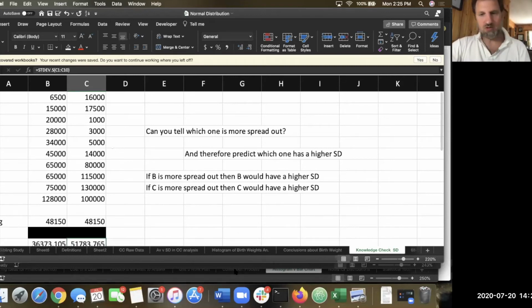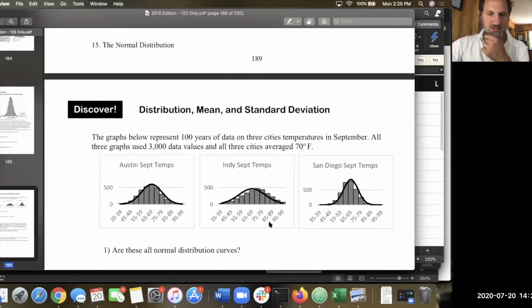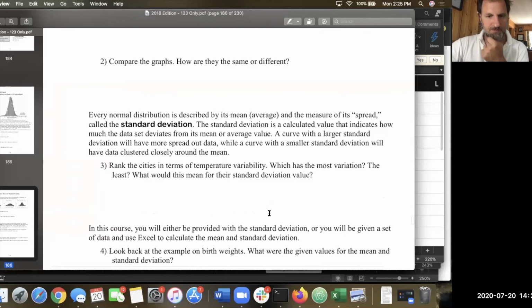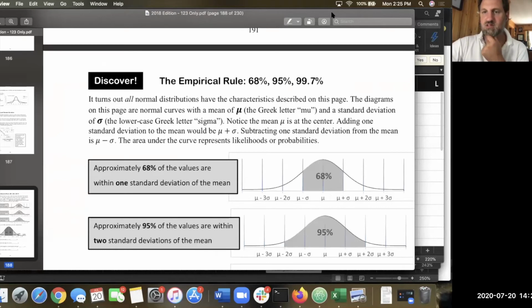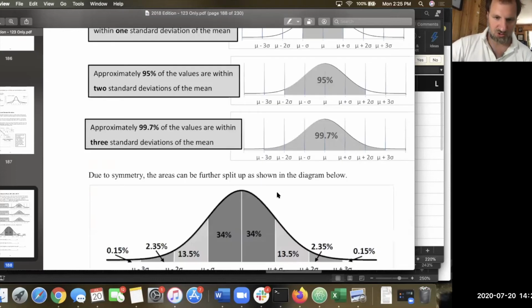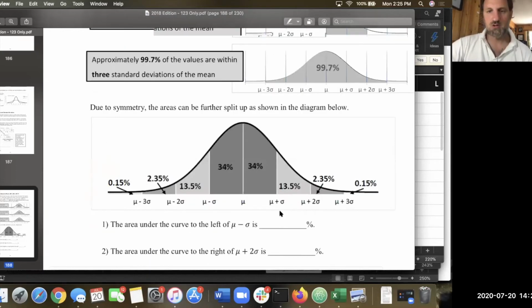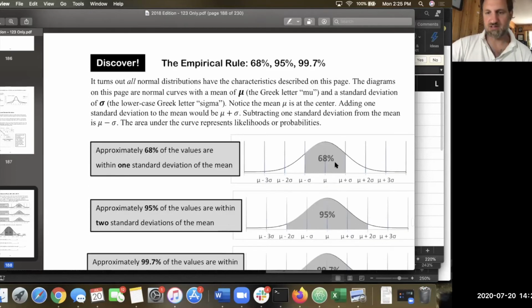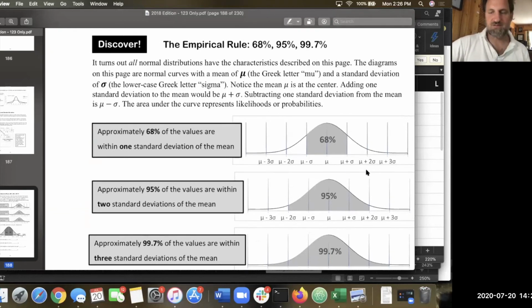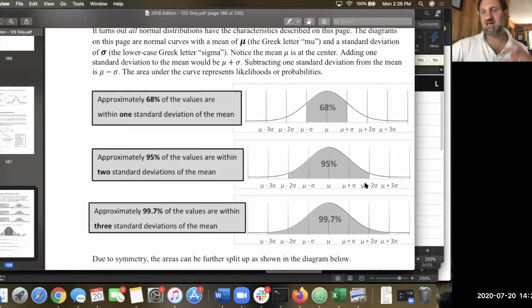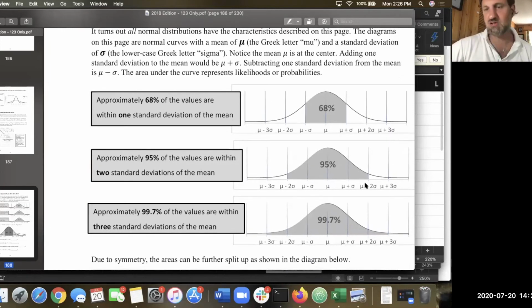Okay, so let's put our wheels on the ground. One of the things that we want to do is say some things about a normal distribution. This is called the empirical rule. This is on page 192. And it basically works like this. If this is a normal distribution, you can mathematically show that 68% of the population is within a standard deviation of the center, 95% of the population is within 2 standard deviations of the center, and 99.7% of the population is within 3 standard deviations of the center.